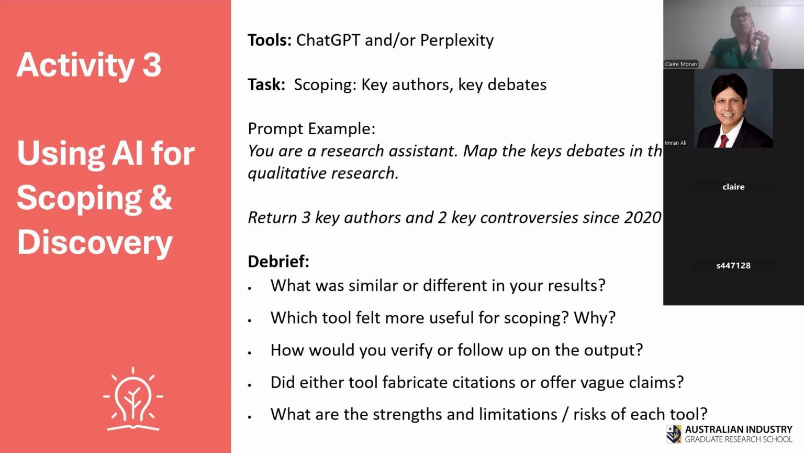We haven't told it what we want that to look like. Do we want bullet points? Do we want paragraphs? What do you want that to look like? What about our prompt? You're a research assistant, map the key debates in the use of AI in qualitative research. Is there anything we could add to that to make that prompt better? Can we add any prompt to reduce the plagiarism?